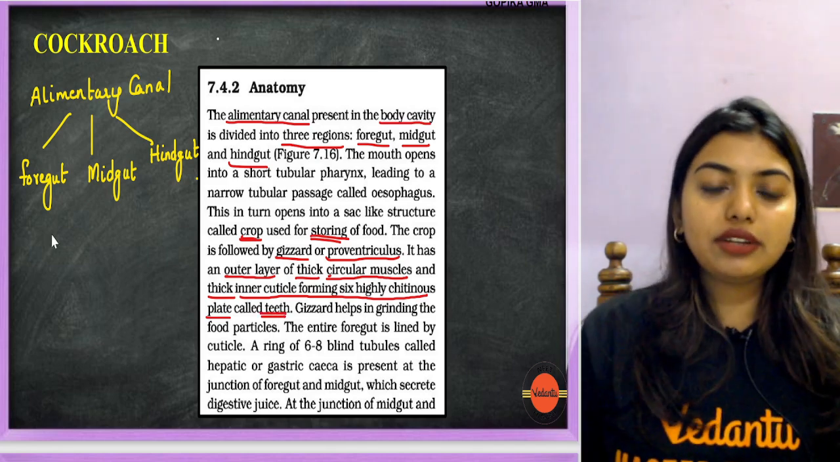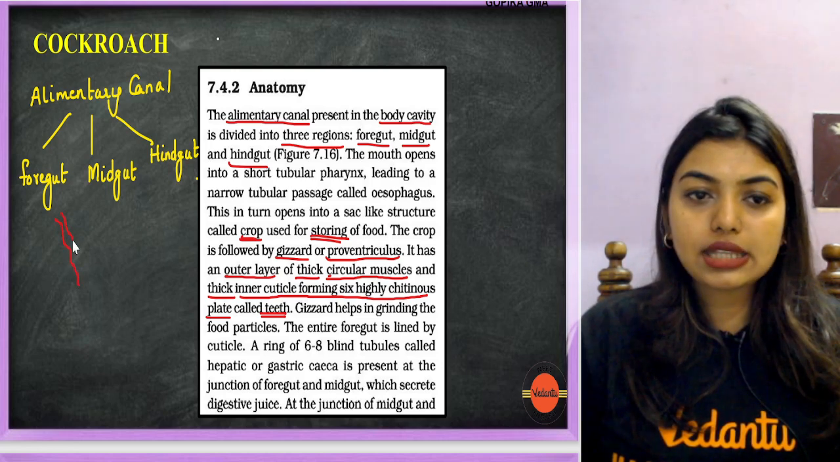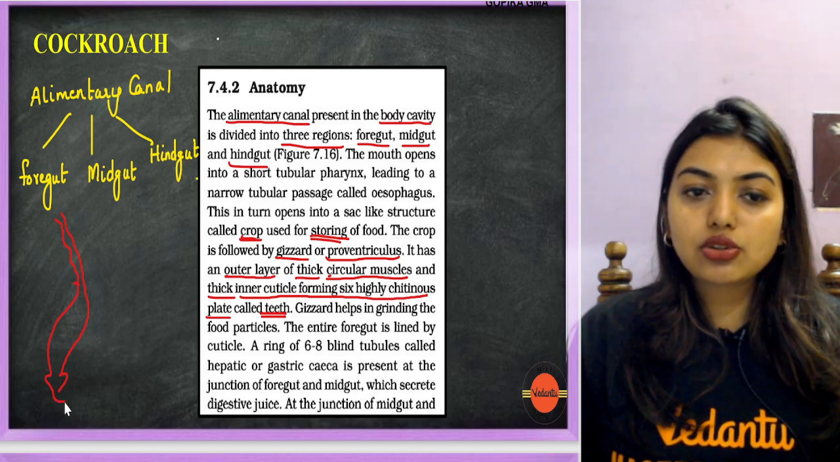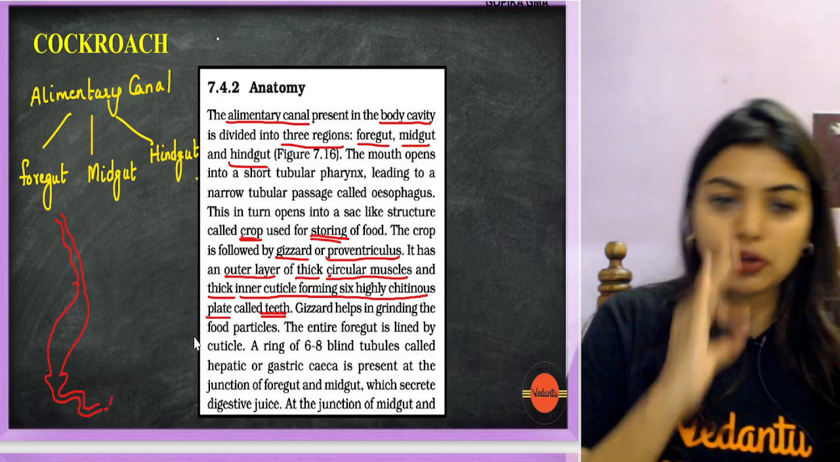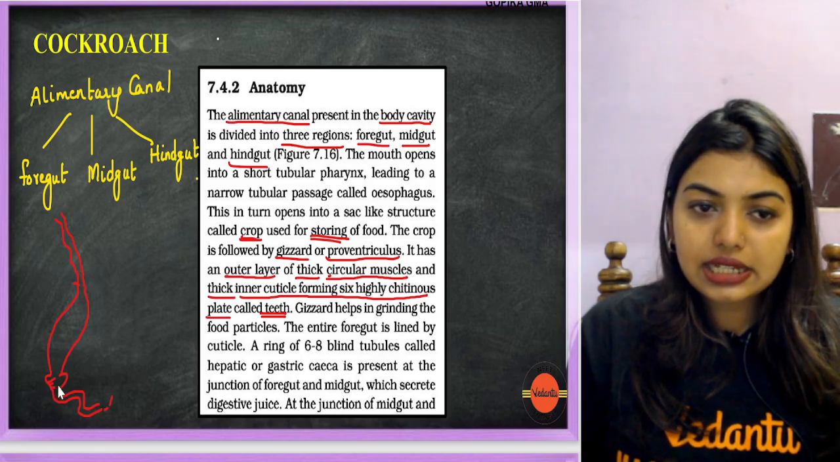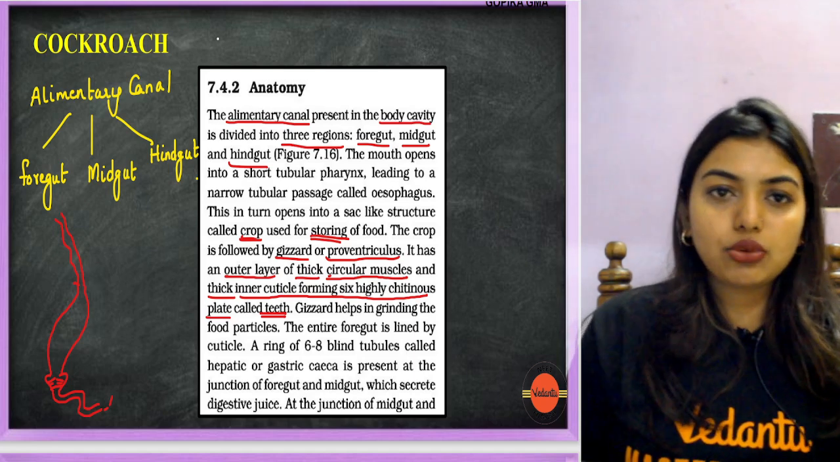So far, what did we learn? The food is coming through a long narrow tube called the esophagus, which opens into a sac-like structure called the crop. From crop it comes to a small portion called the gizzard. From gizzard it goes to the midgut, and from midgut into the hindgut. Now they are telling that the gizzard will have 6 chitinous teeth inside, which will help in grinding.